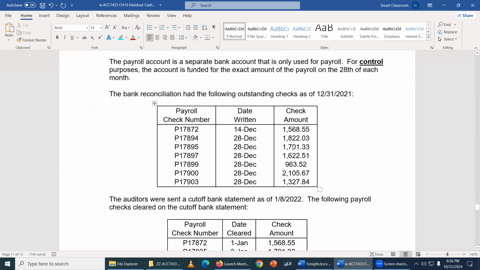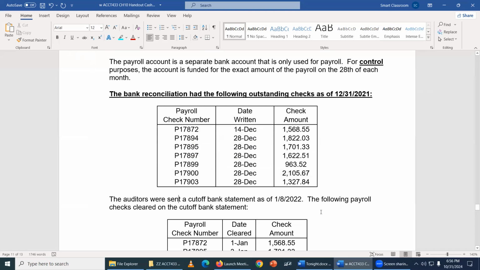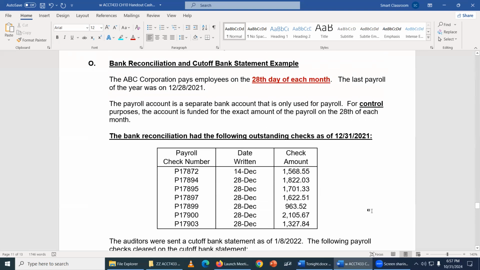Okay. So the bank reconciliation had the following outstanding checks. So these are the checks that were identified in the bank reconciliation. Before you even go through this, there might be a problem with the controls. What is it? Looking at the outstanding checks. Which one? There's something odd about what we have up above here and the payroll.